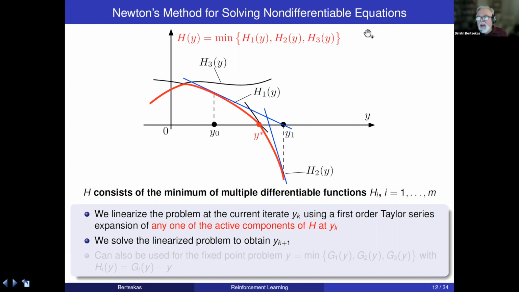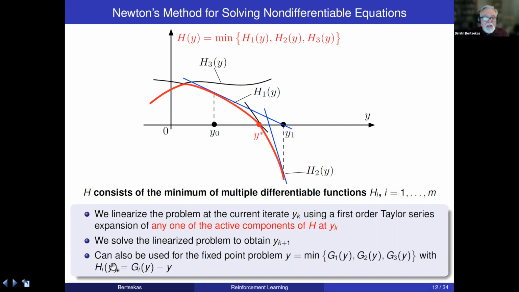but that's an important fact here, that Newton's method not only generalizes to multidimensional problems, but also generalizes to non-differentiable problems, fixed point problems and equations, such as the Bellman equation in general. So this is the method for equations and can also be used for the fixed point problem of this form, where each one of these g's define an h function. Okay, are there any questions about Newton's method?